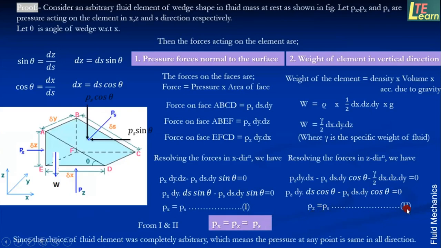Now from equation number 1 and 2, here px is equal to ps, here pz is equal to ps. So we can write px is equal to pz is equal to ps. So it verifies Pascal's law, means what? Intensity of pressure acting along x direction, y direction and z direction, all are the same. So it means Pascal's law is verified.